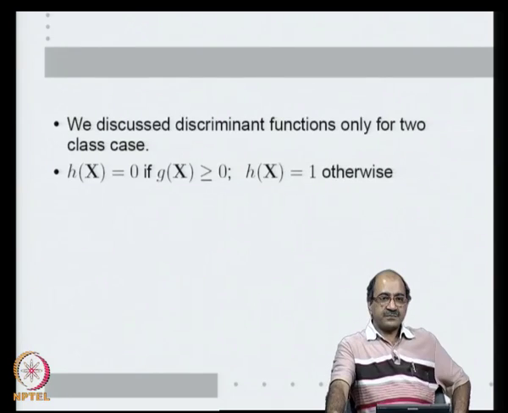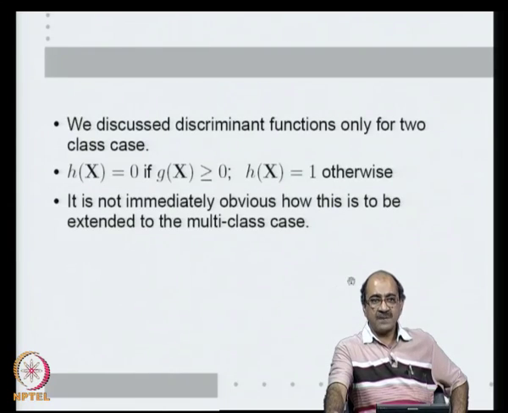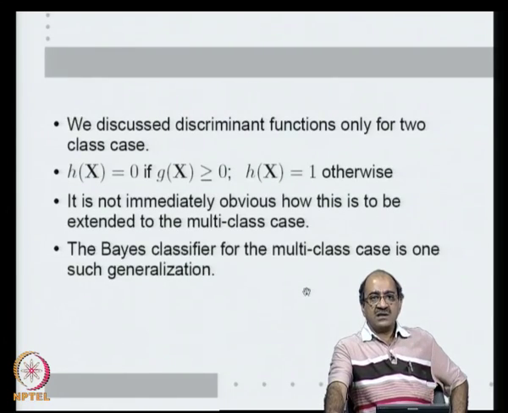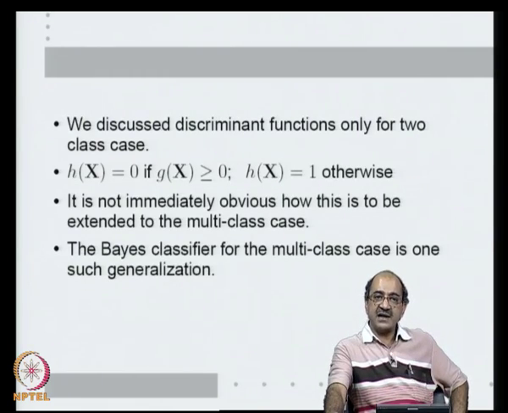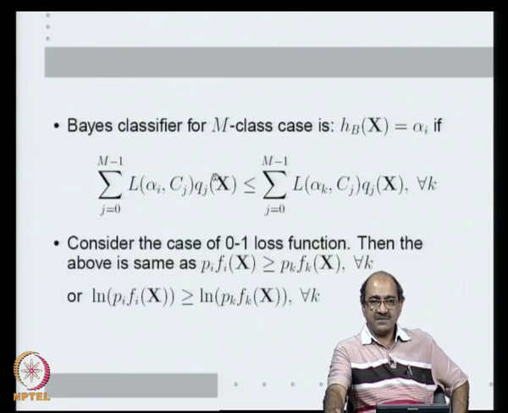The Bayes optimal classifier form that we got will immediately give us one idea of how we can extend discriminant functions to multiple classes. So, here it goes. The two class discriminant function, as we have seen, is of this form: h(x) equal to 0 if g(x) greater than or equal to 0, otherwise h(x) is equal to 1. As I said, the Bayes classifier for the multi-class case is a generalization of the discriminant idea to the multiple class case. We have not seen it like that, so let us see it like that. This is the most general Bayes classifier.